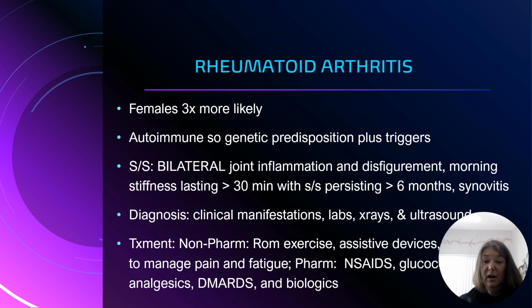So when evaluating clinical manifestations, patients typically present with peripheral joint pain, which is usually symmetrical, and complain of morning stiffness lasting greater than 3 minutes. So with our rheumatoid arthritis, that morning stiffness lasts greater than 3 minutes.